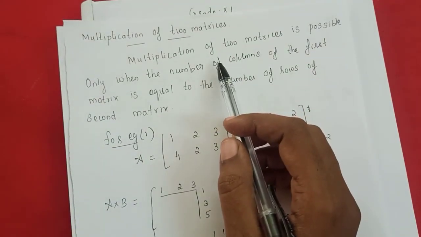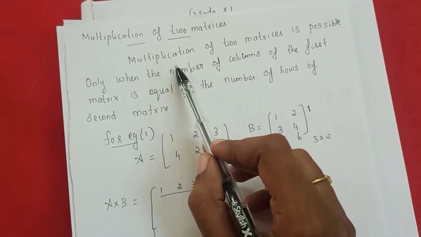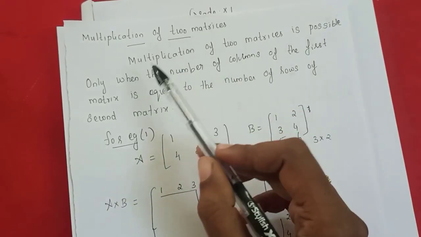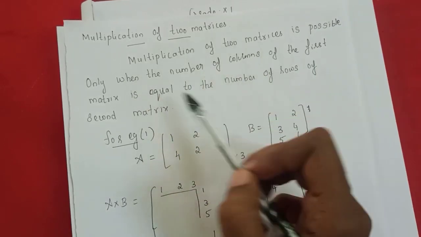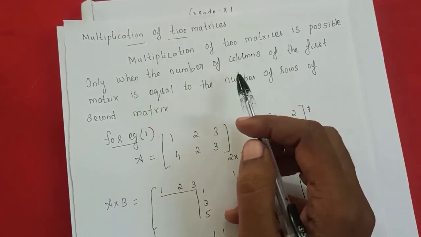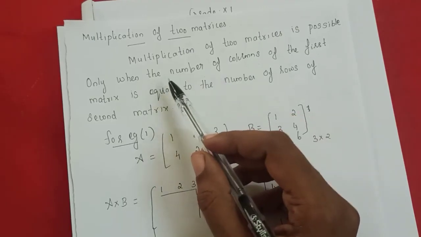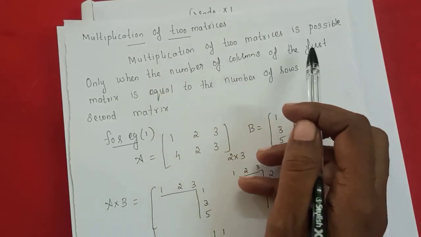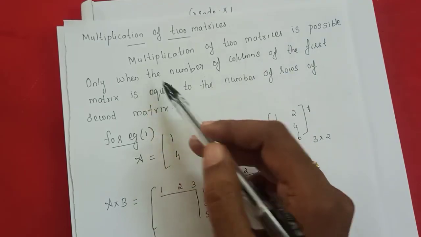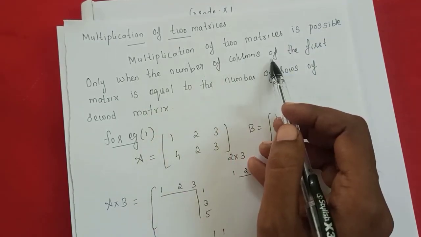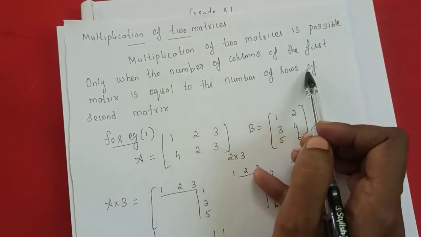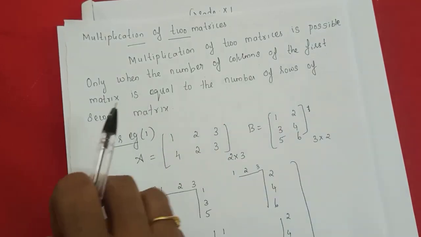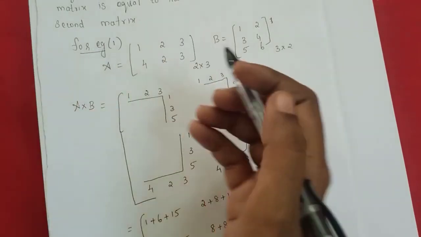Multiplication of two matrices. How we will multiply two matrices? Multiplication of two matrices is possible only when the number of columns of the first matrix is equal to the number of rows of the second matrix. This is very important. This condition you need to learn very thoroughly. What's the condition, ma'am? Number of columns.